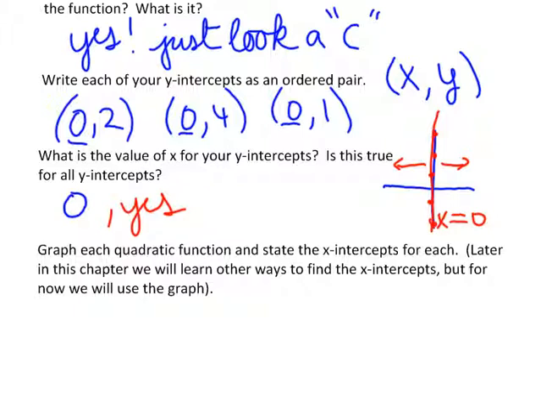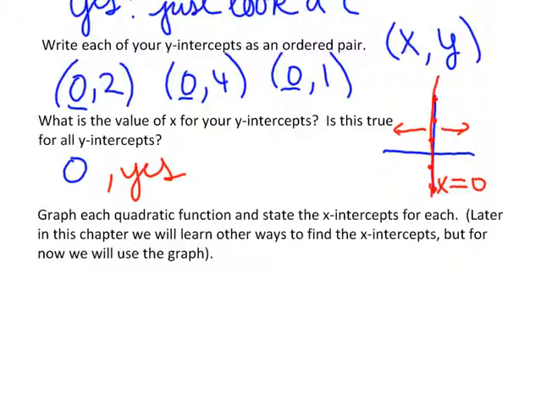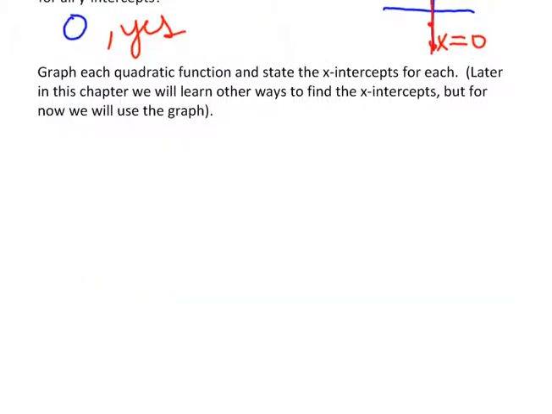Okay, the next thing we're going to do is look at the x-intercepts. The first equation we're going to do that for is y equals x squared plus x plus 2. And right now we're going to graph them using the calculator and just state what the x-intercepts are going to be. Later I'll show you another way to find x-intercepts, but for right now we're going to graph them just like this.